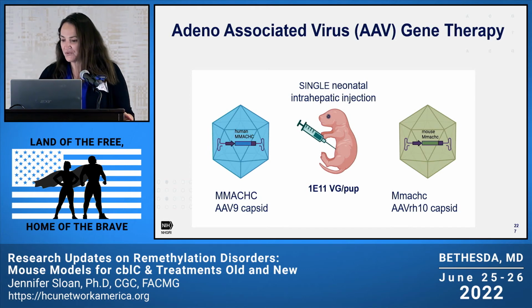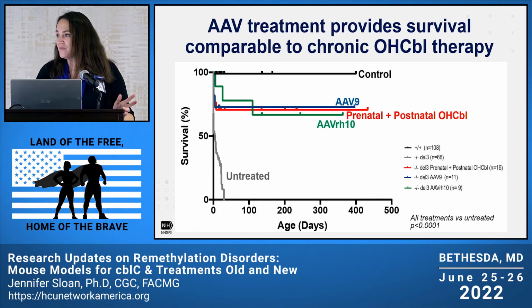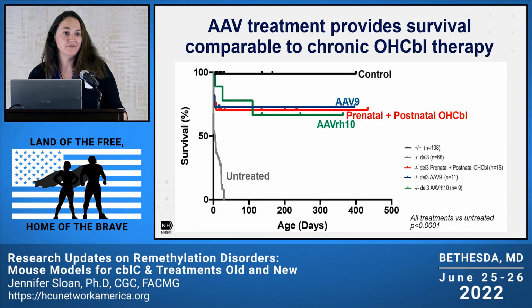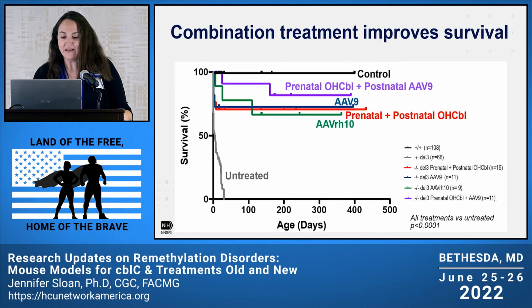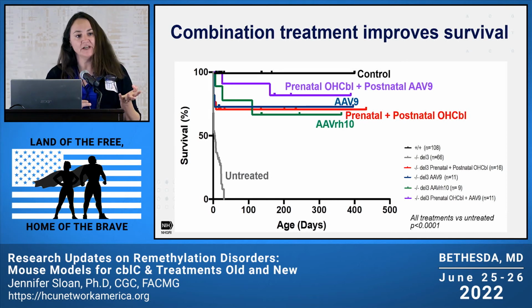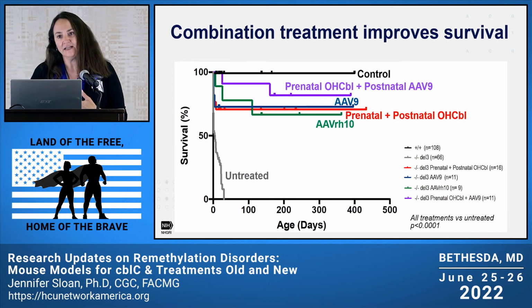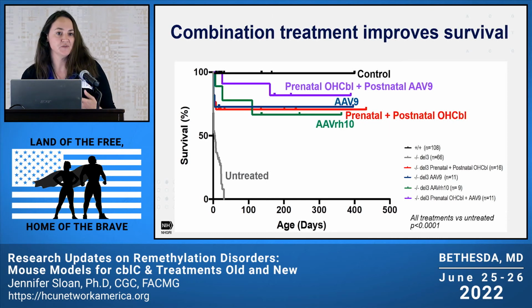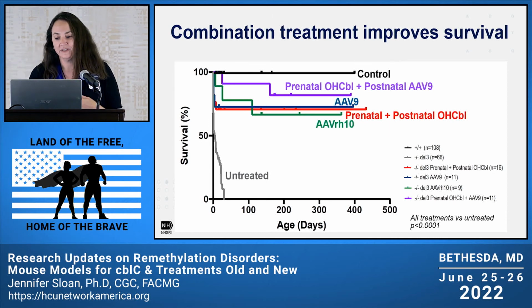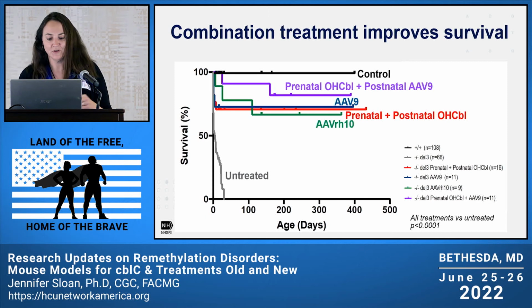So what happened to their survival? We saw the same thing, a very long-term correction of the mice. Their improved survival, they can live out to a year with a single injection into their liver. So it's really, really exciting. This is with no B12. They could live long term. And in addition, if we combined the therapies, if we gave prenatal hydroxycobalamin and AAV9 at the same time, we saw an improved survival of the pups. So the combination therapy seemed to work very well for the mice.